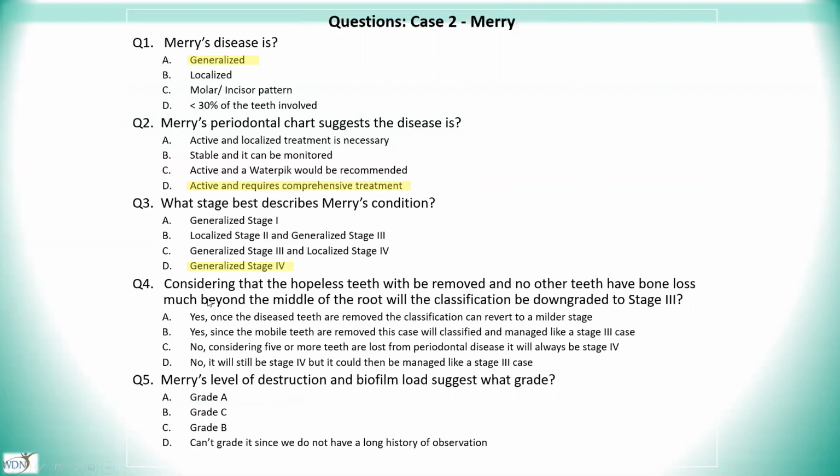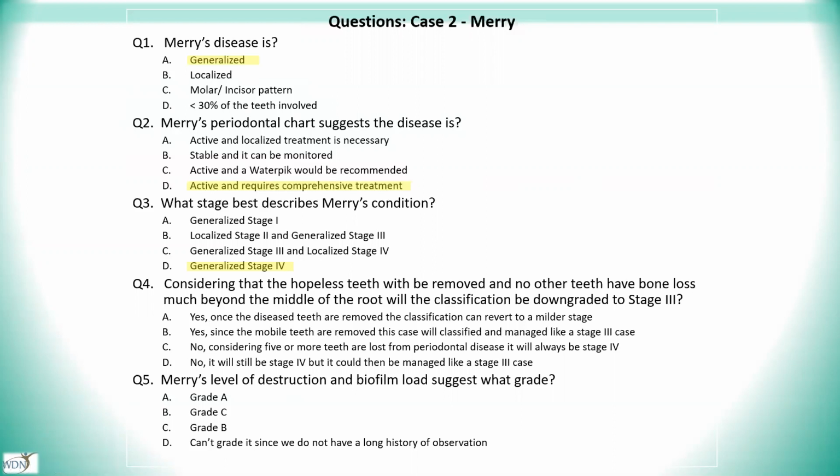Question 4. Let's spend a couple minutes on this. Considering that the hopeless teeth will be removed, so you're going to basically get rid of the worst offenders, and no other teeth have bone loss beyond the middle of the root, 50%, could you downgrade this classification to stage 3? And the answer is clearly not yes. You cannot downgrade to stage 3. You have to take into account what this was like.